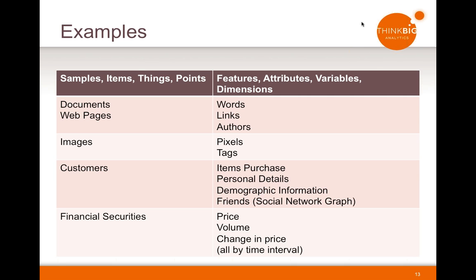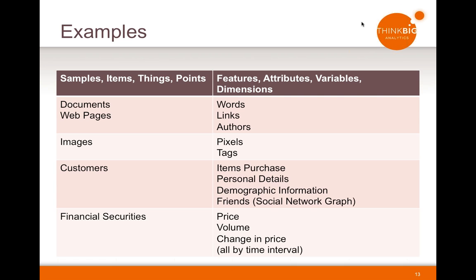For example, if we're talking about documents or web pages, they all have words, links, or authors. So the item or the sample would be a web page. The features or the dimensions of that web page would be words, all the words that show up in it. Links, authors. If we talk about words, let's say you have the word math. Math may appear 10 times in the document. You could consider math to be a dimension and 10 to be the value of that dimension. Similarly, images have pixels. They also have tags, maybe, if you're looking on some social networking site and people are tagging the images.